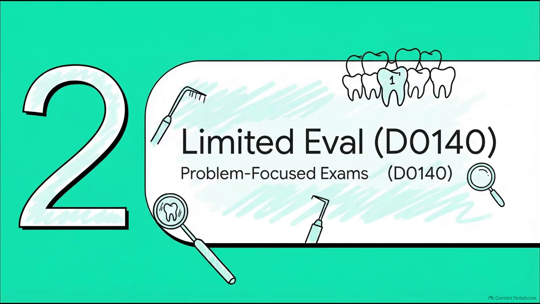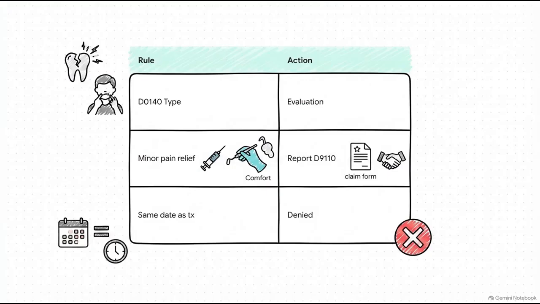Moving right along to Section 2, the Limited Oral Evaluation, code D0140. Okay, so D0140 is typically your problem-focused exam. This is for when a new or established patient walks in with a specific acute complaint. Think dental trauma, an acute infection, a broken tooth, or just severe localized pain. But here is the catch, and it's a big one. D0140 is strictly an evaluation code. It is not a treatment code.